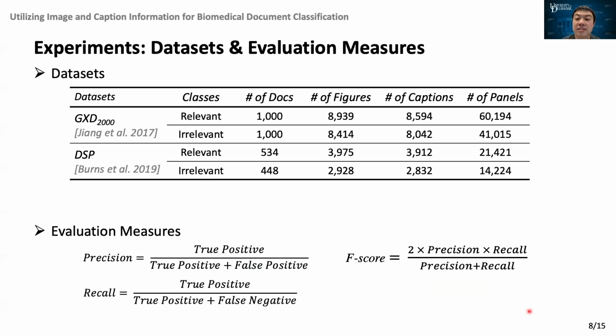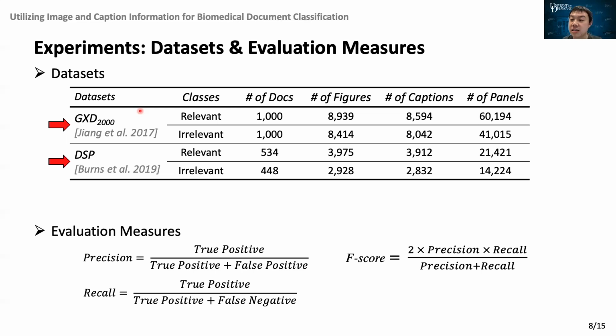To evaluate our method, we use 2 datasets. The first dataset, denoted as GXD2000, is a subset of the dataset curated by the Jackson Laboratories Gene Expression Database. It contains 1,000 documents that are relevant to the Gene Expression Database and 1,000 irrelevant documents. The second dataset, denoted as DSP, comprises 534 publications relevant to molecular interactions and 448 irrelevant ones.